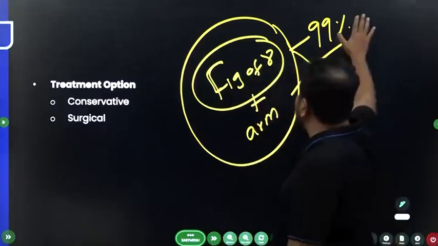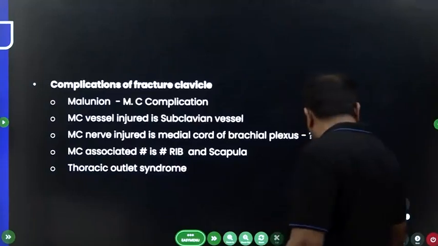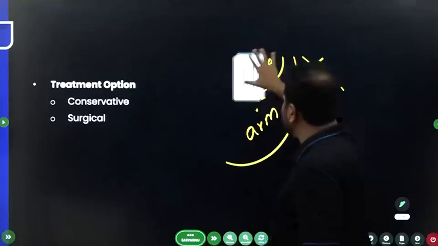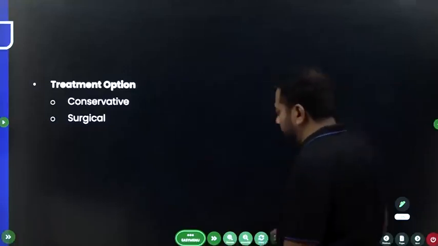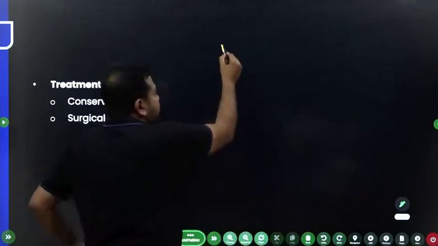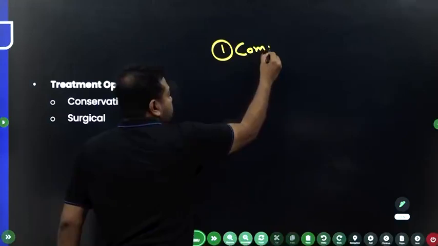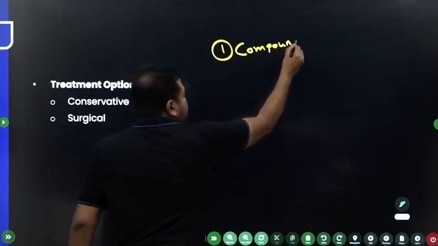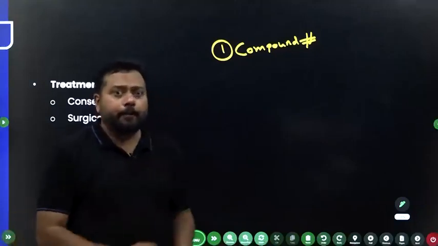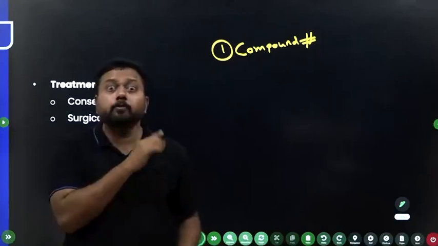When will you do surgery? The surgical indications for fracture clavicle. What are the indications for surgery in fracture clavicle? Only 1% needs surgery. The first indication for surgery is a compound fracture. Compound fracture means open fracture. There is a wound here. How can you put a figure of 8? You have to do some fixation.